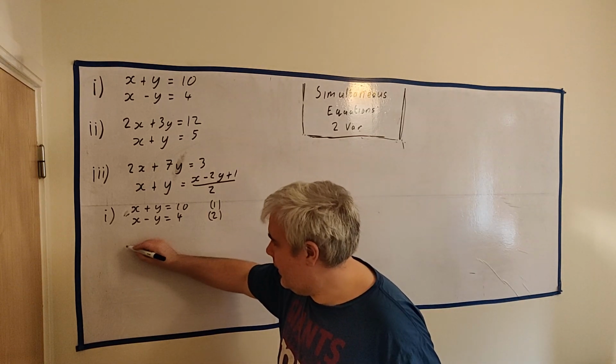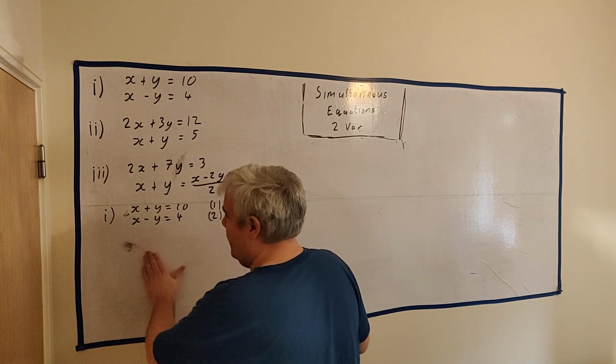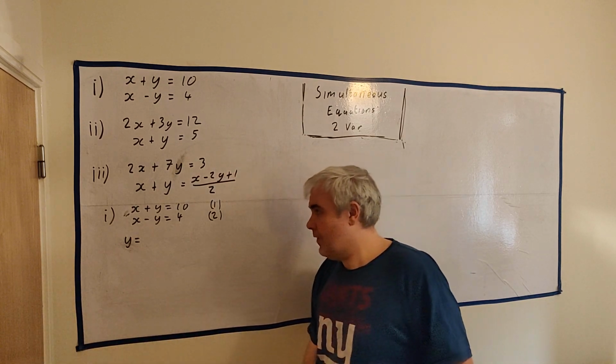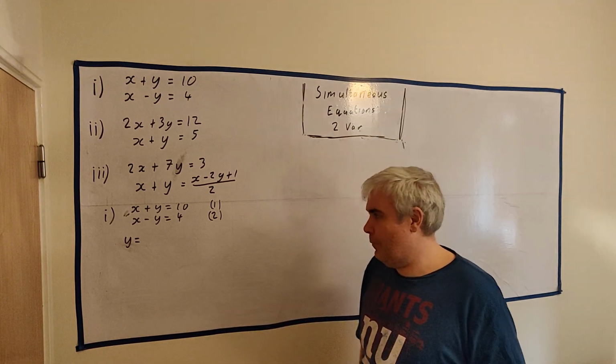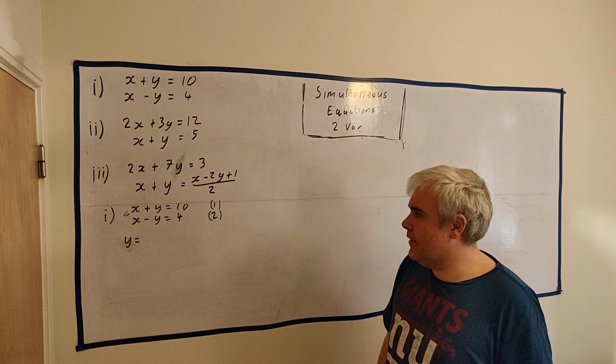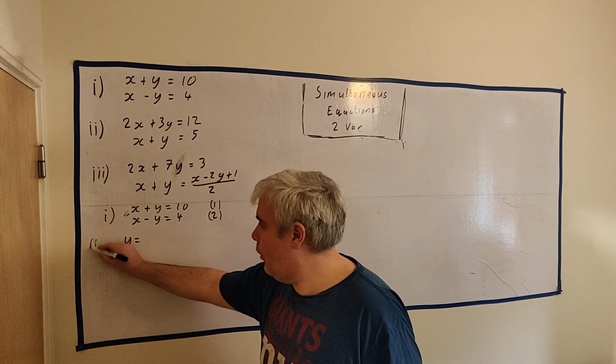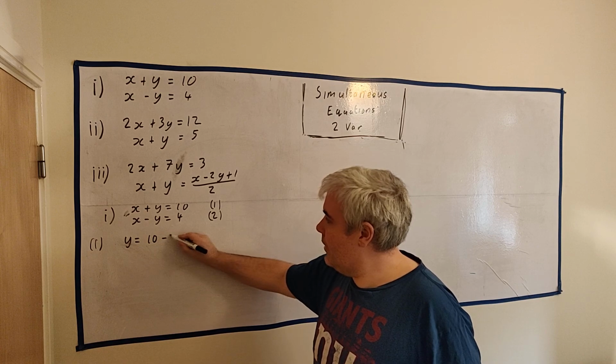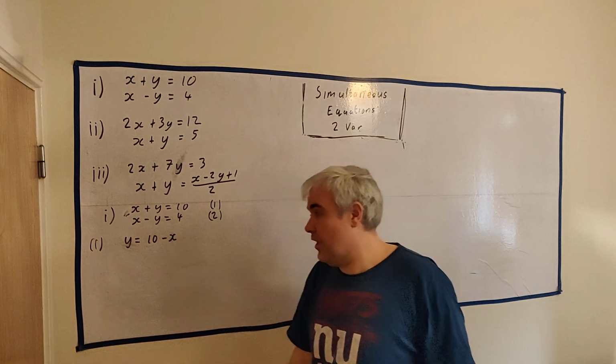Let me write that like this. Give myself a bit more room here. y equals. Now I'll explain why I'm doing that in a moment. But for now, let's take the top row. Let's take 1 and get y is equal to 10 minus x. Take x from both sides.